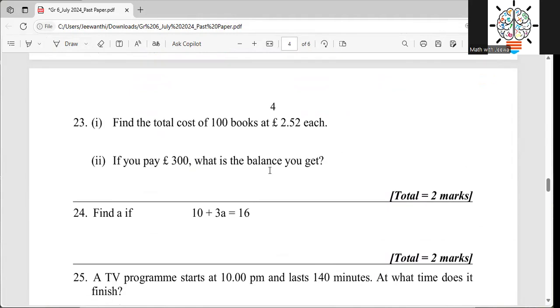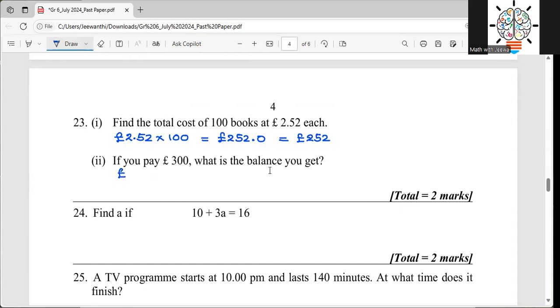Find the total cost of 100 books at 2.52 each. So that means simply if one book is 2.52 and if you want to find the cost of 100 books, you multiply by 100. Then the answer will be 252.0. So I write that it is 252. If you pay £300, what is the balance you get?